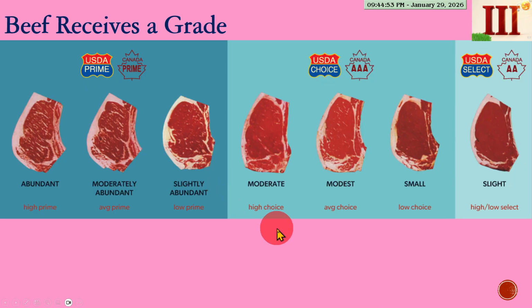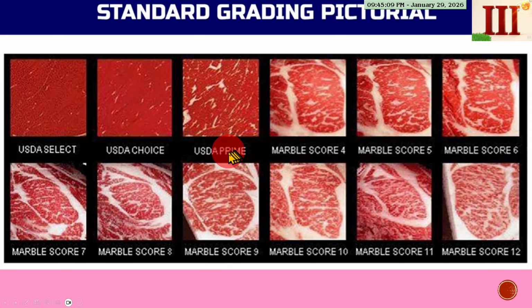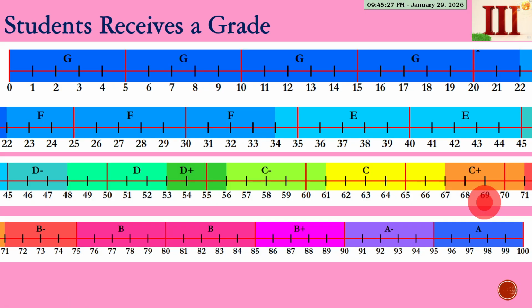Beef also receives a grade. The white in this beef is called marbling. This is the prime, Canada prime. And of course, on this end, we have the double A, which is just select, and then the choice of these in the middle. If you look at the images here, they have 12 different grades, going all the way from select all the way to marble score number 12. I'm pretty sure I cannot afford to pay for a marble score, but who knows? Maybe one day.